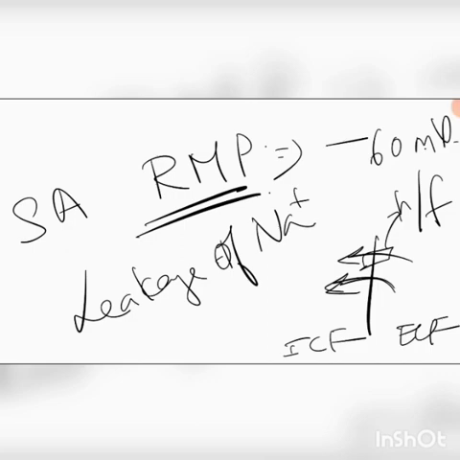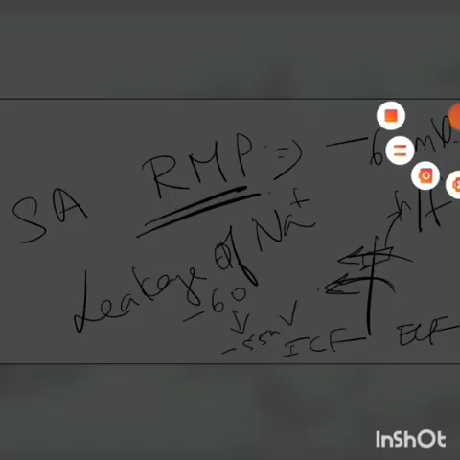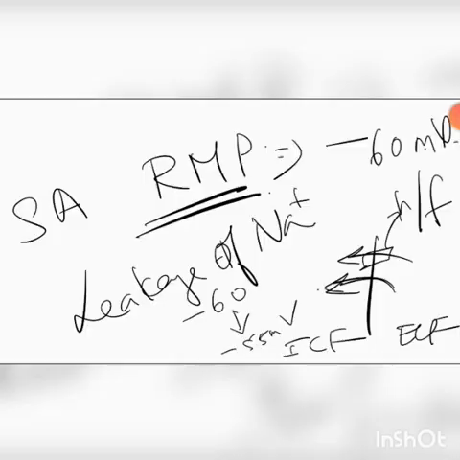When this is occurring, it will move from minus 60 towards positivity, up to minus 55 millivolts. Minus 55, till this it is the initial part of your pacemaker potential.